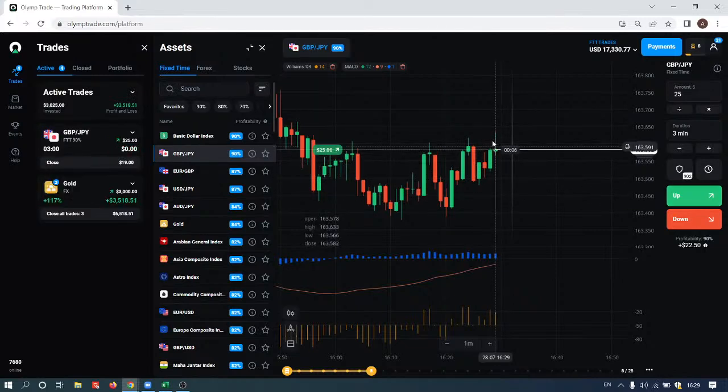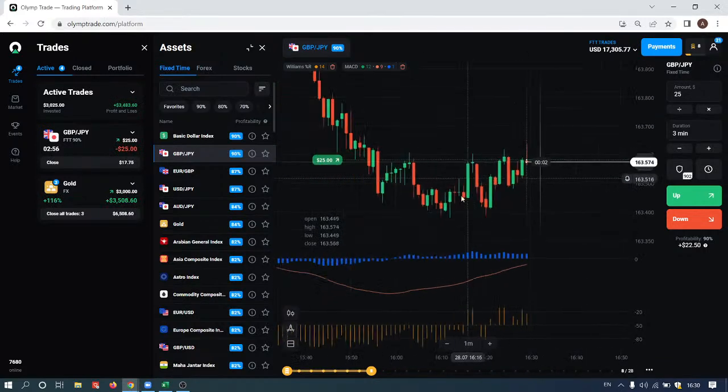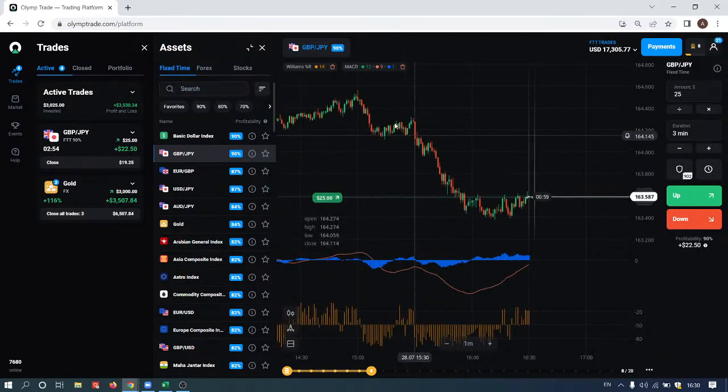Okay, so my final attempt. The pound against the Japanese yen. I can really see that we are pushing up. So this parabolic curve, it went down, and now we should be going up. I'm pretty sure.